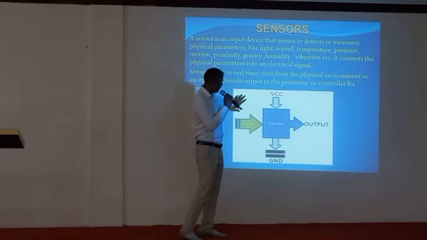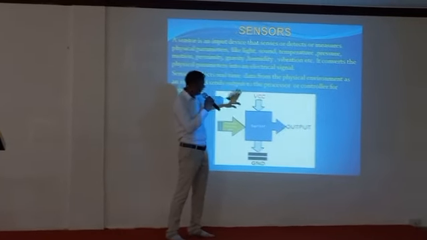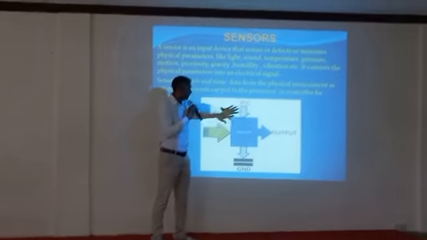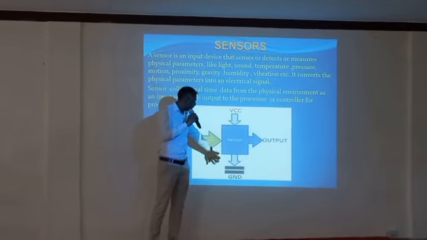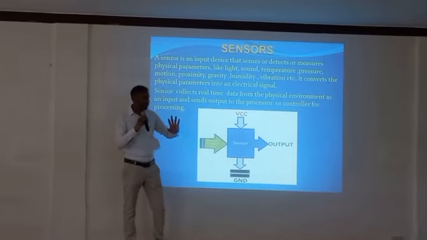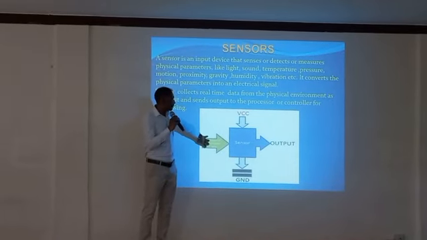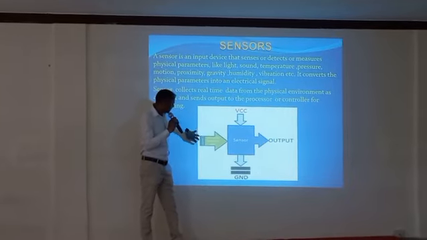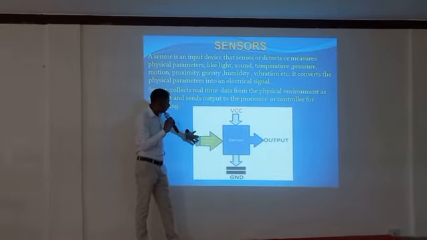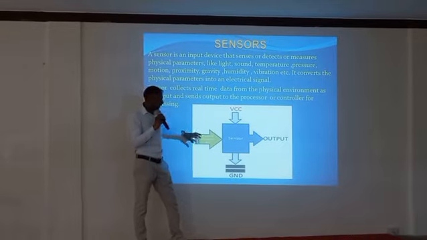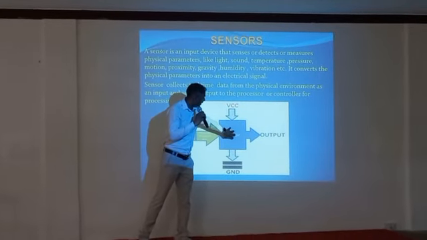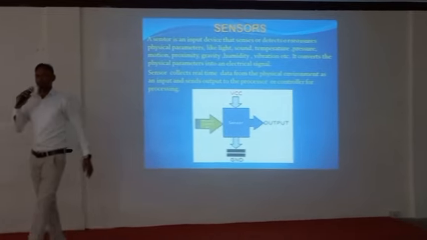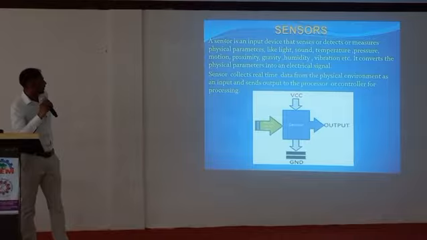This is a block diagram of a sensor in which there are four ports. This is ground. This is the power supply for the sensors we are using, and this is the input and this is the output. The input signal is accepted from the external world and converted into the output for the microcontroller or microprocessor. Next slide.